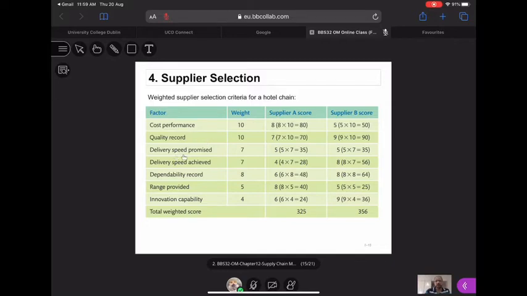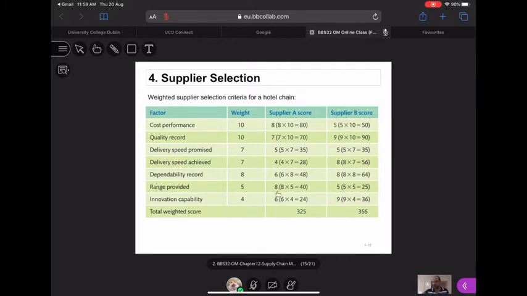Then I look at the delivery speed promise. Again guys, I'm not doing this anyhow, I'm evaluating this supplier. Maybe for supplier A, I find out that they are unable to promise me a good delivery time. I just give 5 upon 10, in between. And many a time they are late, so I give 4 upon 10. Their dependability record is okay. Not that bad, not that good. I give 6 upon 10.